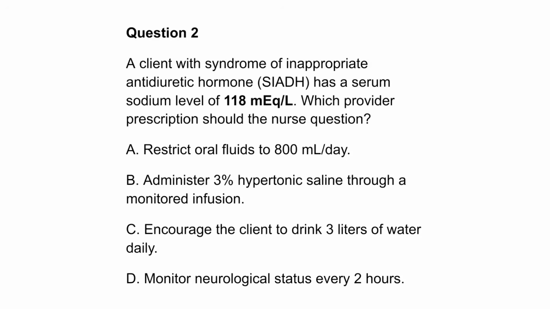Question 2. A client with syndrome of inappropriate antidiuretic hormone, SIAD, has a serum sodium level of 118 milliequivalents/L. Which provider prescription should the nurse question? A. Restrict oral fluids to 800 milliliters per day. B. Administer 3% hypertonic saline through a monitored infusion. C. Encourage the client to drink 3 liters of water daily. D. Monitor neurological status every 2 hours.